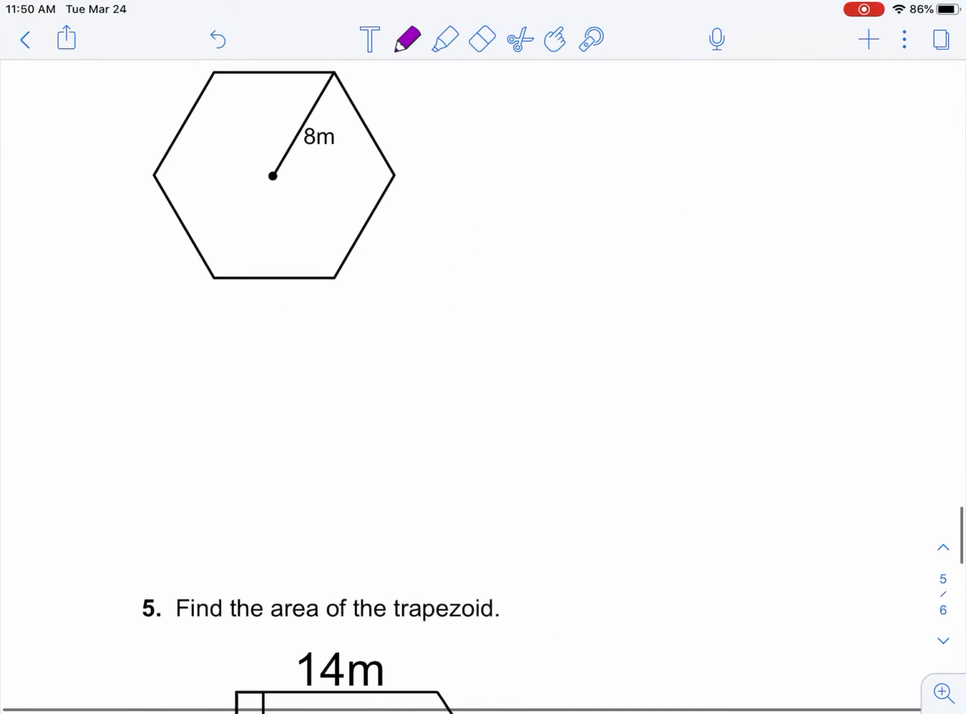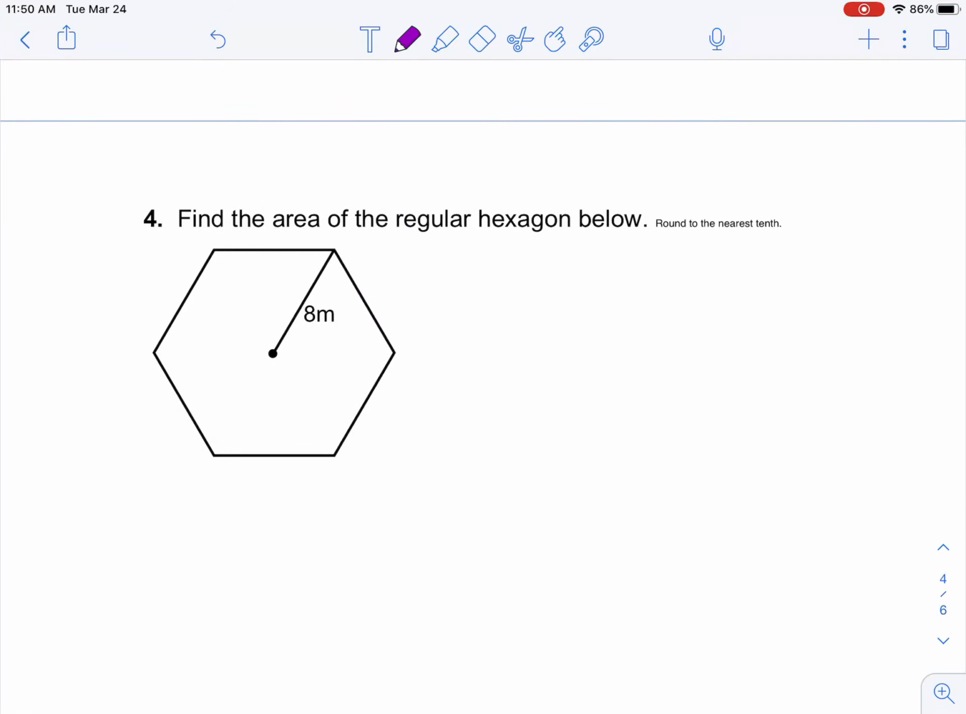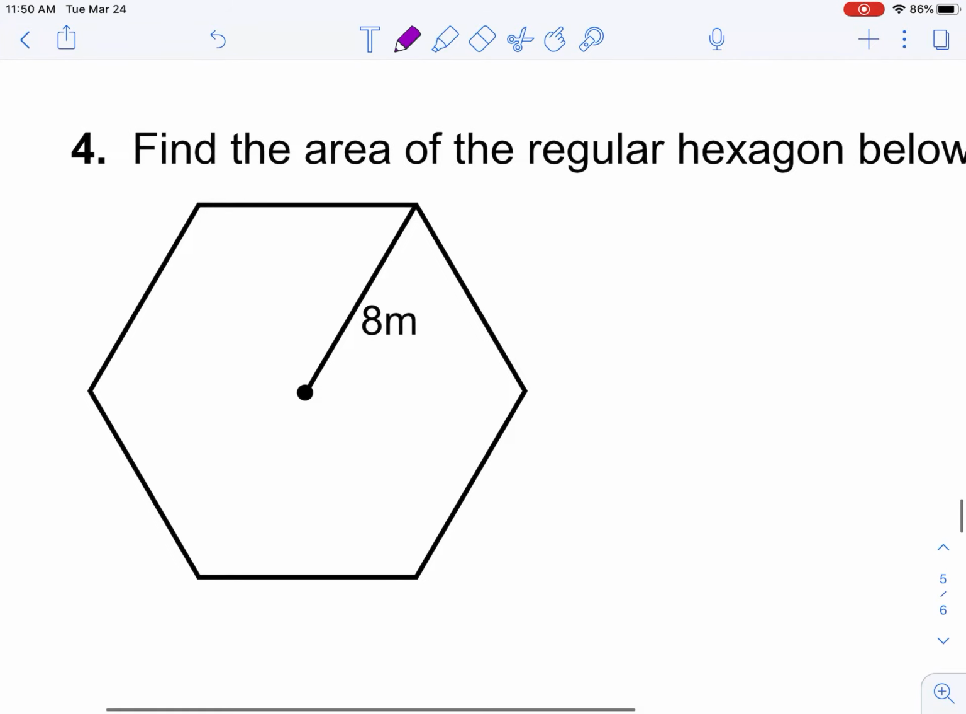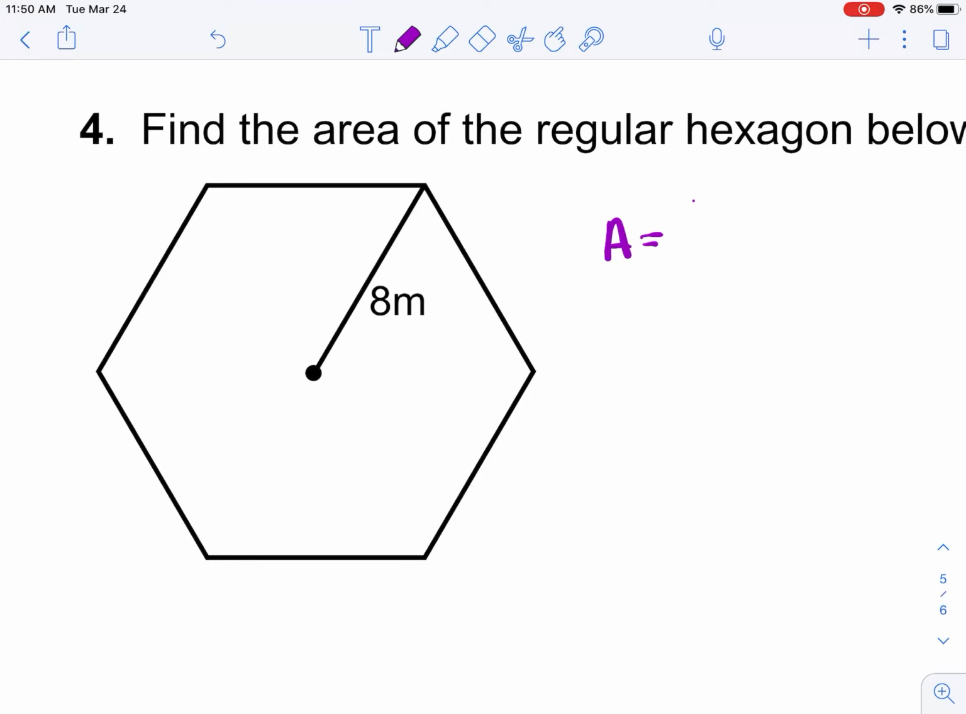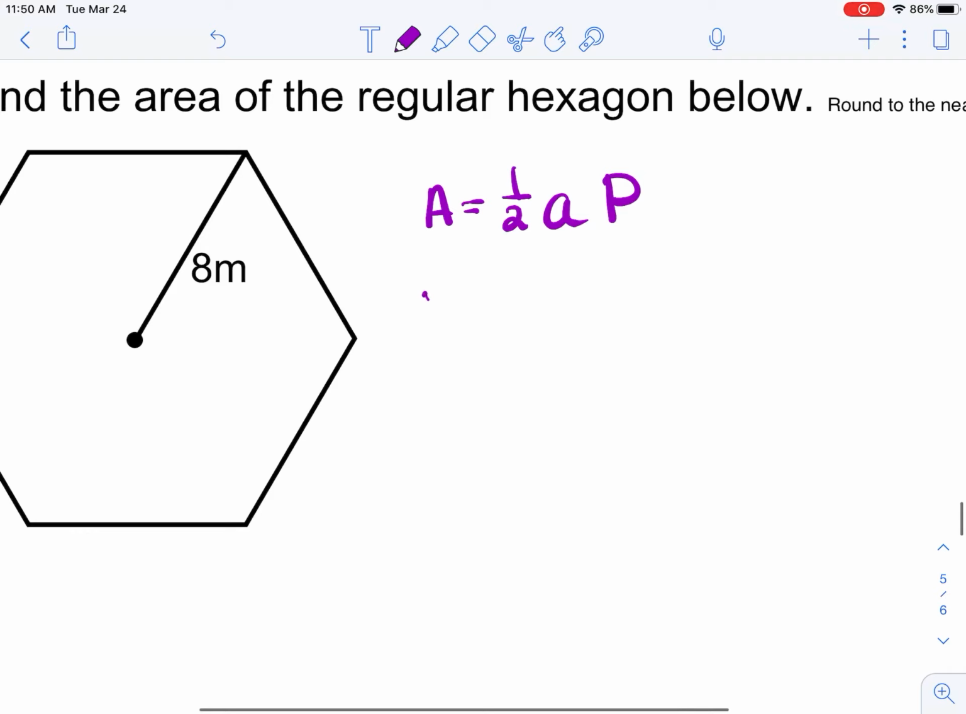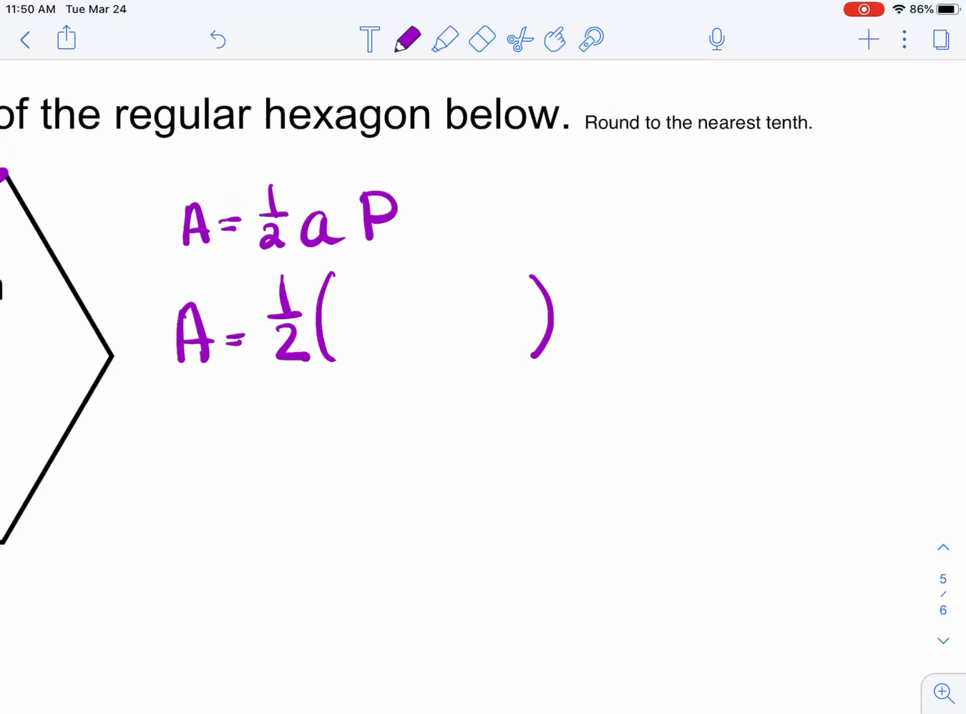All right, our very last problem that is new. The rest is all review. It says find the area of the regular hexagon. So area equals 1/2 apothem times perimeter. 1/2. Did I give you the apothem? So is this an apothem? No, that's a radius. So I didn't give you the apothem.